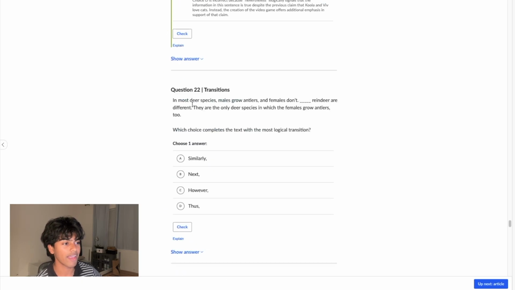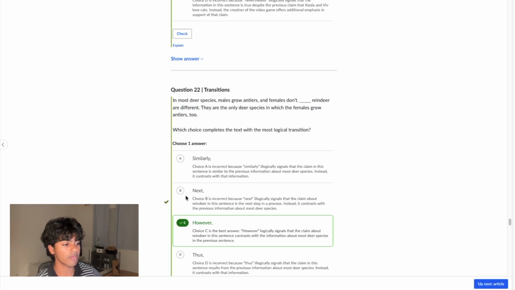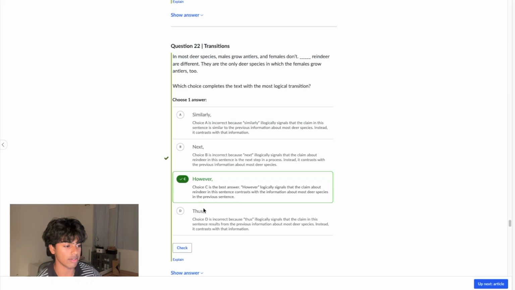Okay. In most deer species, males grow antlers and females don't. Are different. There's a contrast. So we're looking for a contrast word, like however. These two are not really contrast, and neither is this one.